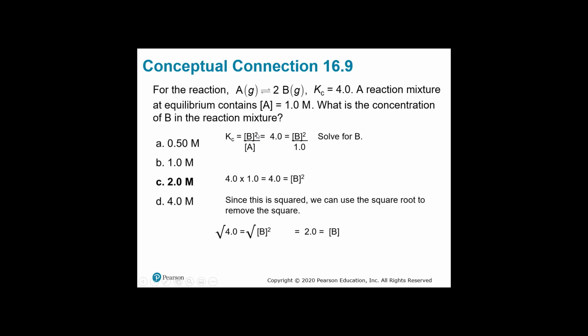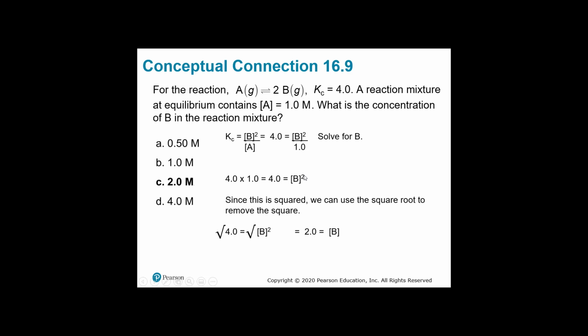We have a 2, so it goes to the second power. And then we plug in our numbers. So we have 1 molar for A, and we have an equilibrium constant that's 4. So we solve for B. What we do is we end up getting this right here. We get B squared equals 4.